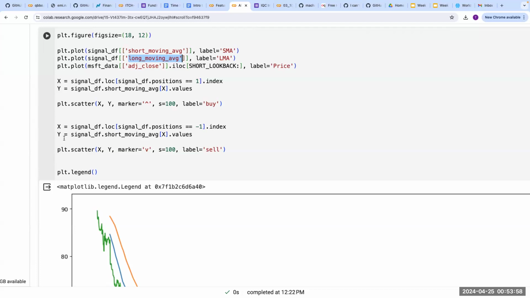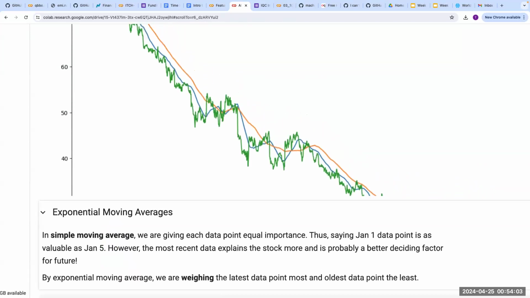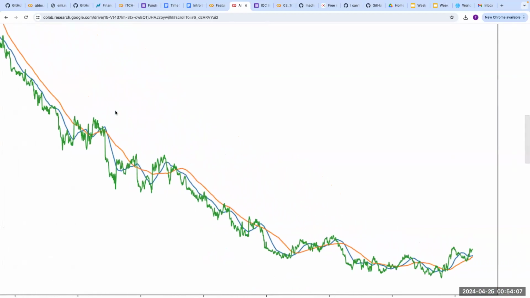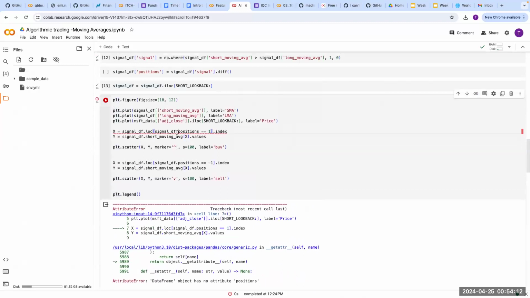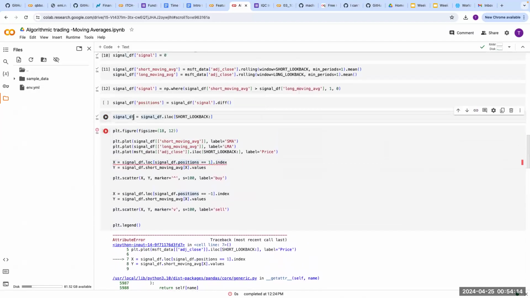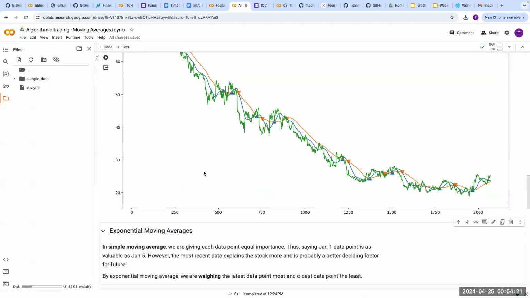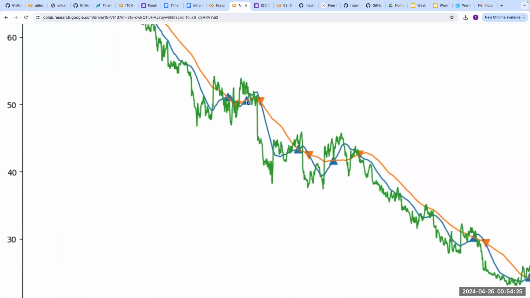So if you see the plot here, you will recognize some signals. Let's see. Oh, these are just plots right now. So let me rerun positions, signal, and then this. So if you zoom in, you can see the blue signals, which are the caret symbol. That's a buy signal. The orange one is the sell one.